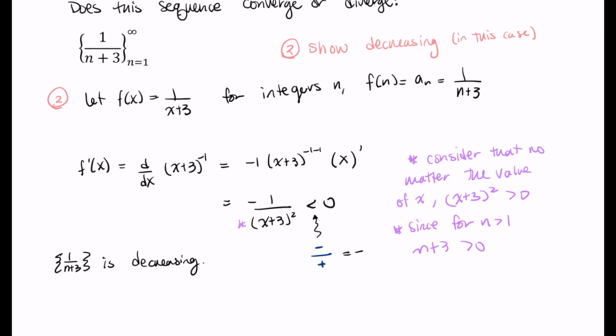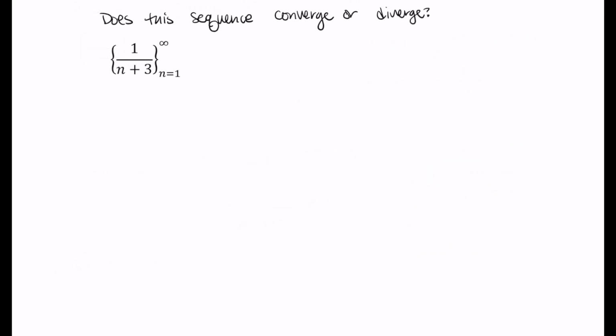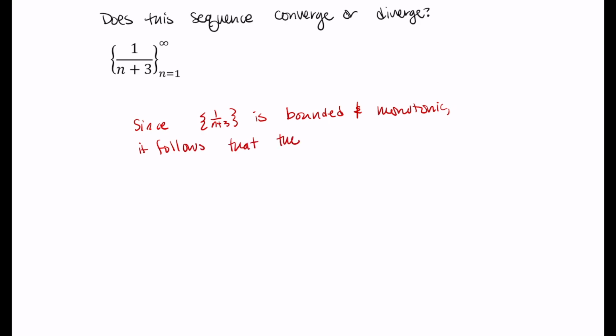Now, since this sequence is bounded and monotonic, now we can write out our conclusion. Our conclusion is, since this sequence is bounded and monotonic, it follows that the sequence converges.